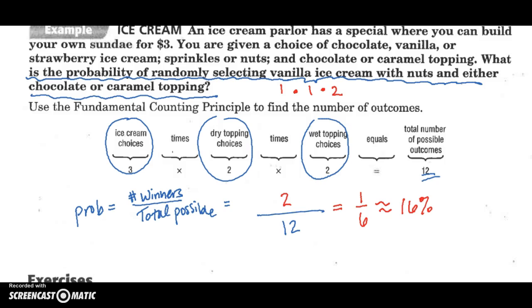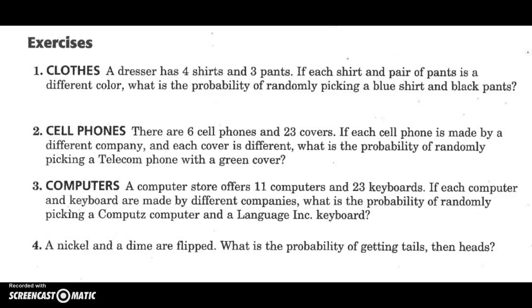All right, the exercises at the bottom. Since the clothing question is similar to the one I did on the first page, let's look at the cell phone question. There are 6 cell phones and 23 covers. If each cell phone is made by a different company and each cover is different, what is the probability of randomly picking a telecom phone with a green cover?